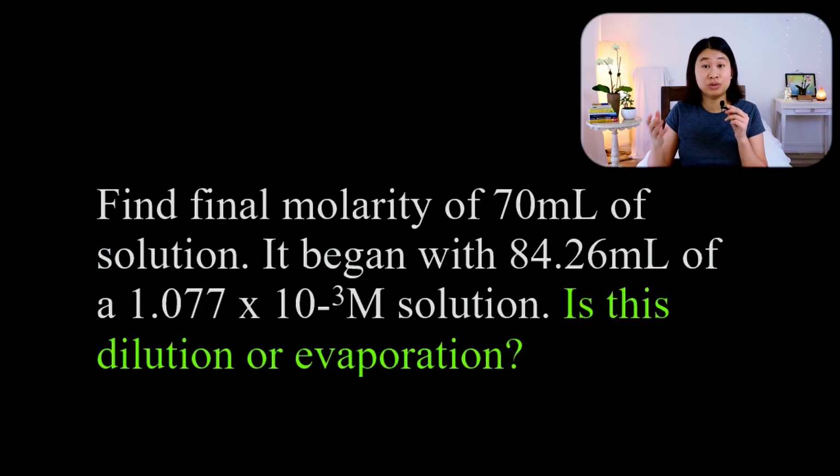Now this question had two parts. It wanted to know whether this was a dilution or an evaporation. Now there are two ways to identify whether something was diluted or evaporated. One way is by comparing the concentrations, and the other way is by comparing the volumes. In the case of the concentrations, if the final concentration is more than the initial concentration, then you have an evaporation. And if it's the opposite case, then you have a dilution.